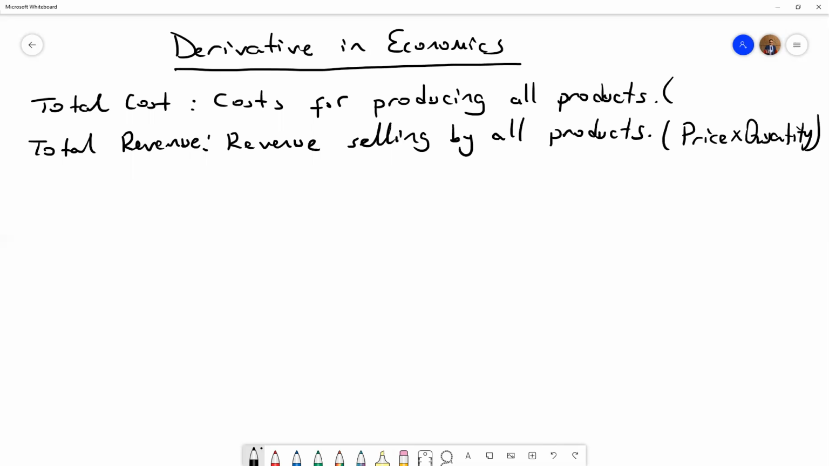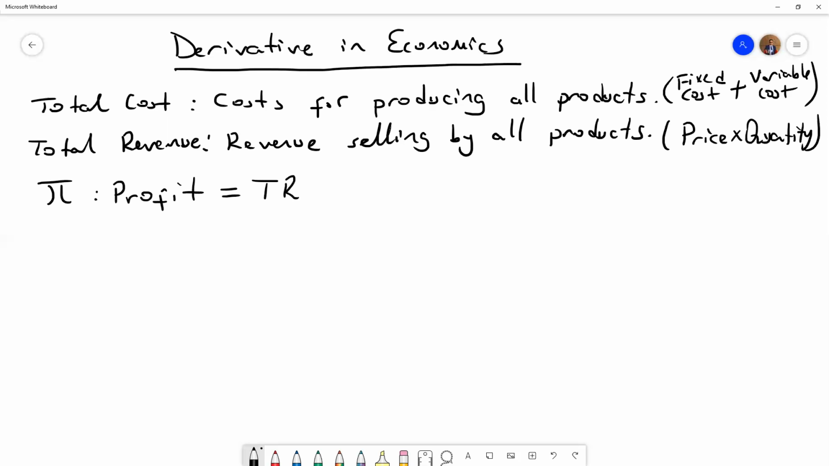And for the total cost, we have fixed cost. You may hire a place or you may buy some things before producing anything. So after the producing part starts, you also have variable cost. This is total cost, and total revenue is price multiplied by quantity. So finally, we also have P. This is profit. Profit is equal to total revenue minus total cost.